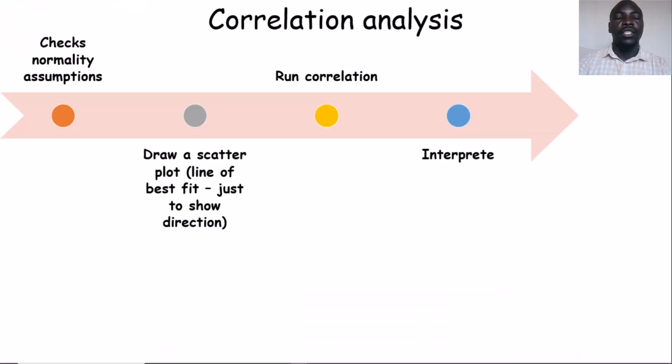As usual, before you run any correlation analysis, make sure you've checked for normality assumptions. We have a video on that. You can check it out. The link is on top of your screen there. You draw a scatter plot to see whether the two variables that you want to assess the relationship, whether there is any, the visual representation of, is there a trend between those two variables. Then you run a correlation and then interpret the correlation.